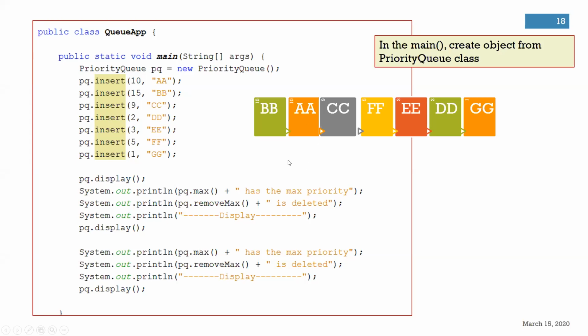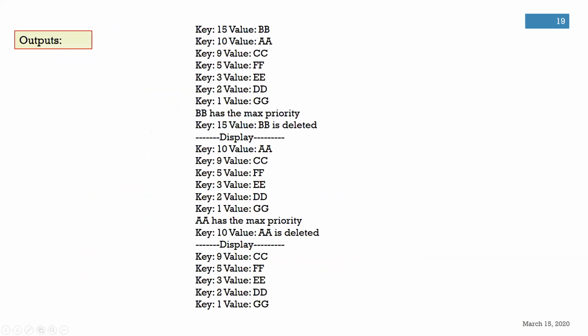To remove another max, we'll remove AA. And if we display here, the last display will display from CC to GG, right? From CC at 9 priority to GG at 1 priority. So this is the output of order for the first one, BB to GG, by this order: BB, AA, CC, FF, E, DD, GG, and so on.